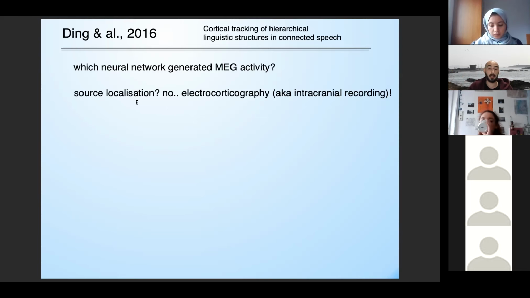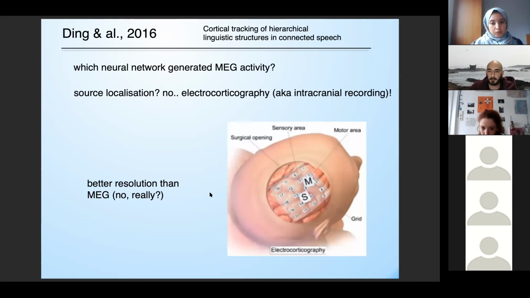We could do source localization with MEG, but if you want to be fancier and if you have big resources available, you can also do electrocorticography, which is intracranial recording. What does it mean? That you literally put an electrode inside your cortex and you can record the electricity generated by a single electrode or a very small, a single neuron or a very small population of neurons, okay, depending on the size of your electrode. Cool. So that's what they did.